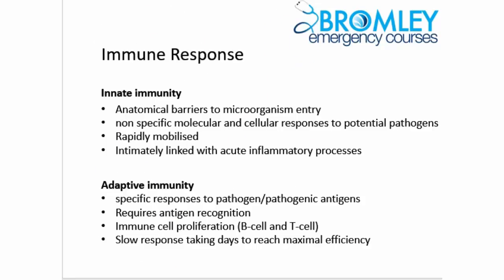First of all, let's just look at the immune response overall, and we can divide it into two main divisions. There is innate immunity, which we're going to talk about today, and adaptive immunity, which we may do some video tutorials on later. Innate immunity has a number of components. It comprises the anatomical barriers to microorganism entry, as well as non-specific molecular and cellular responses to potential pathogens.